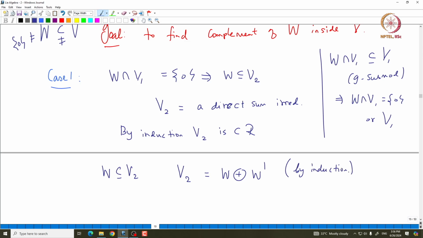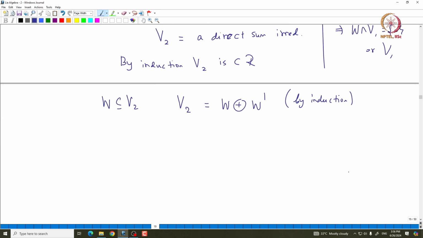So, you have another G module W dash such that V2 is equal to W direct sum W dash. Now it is easy to see that V is nothing but V1 direct sum W direct sum W dash. So, now you can see that W has this complement V1 direct sum W dash. This tells you that W has a complement inside V.